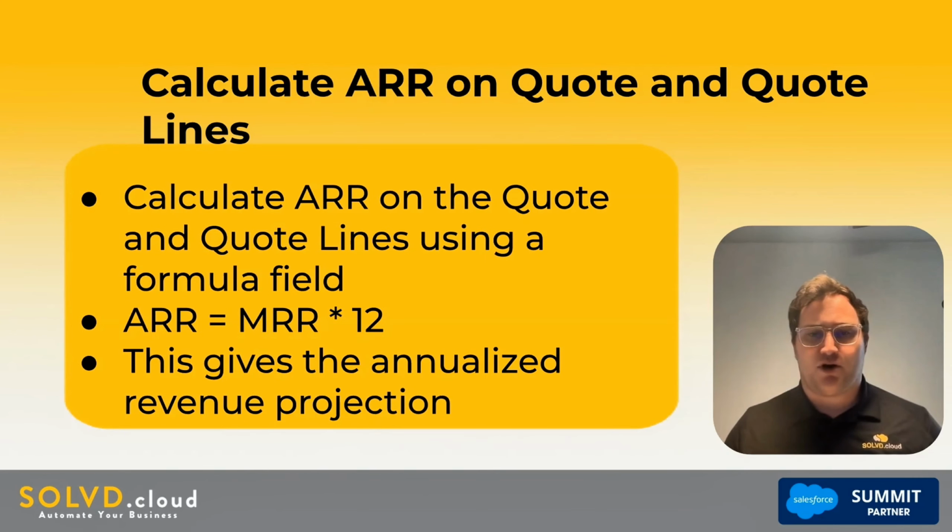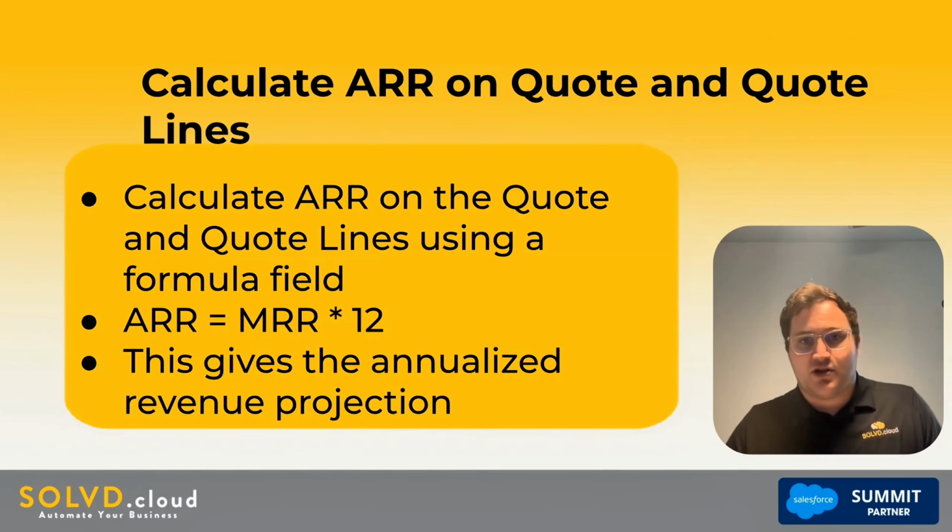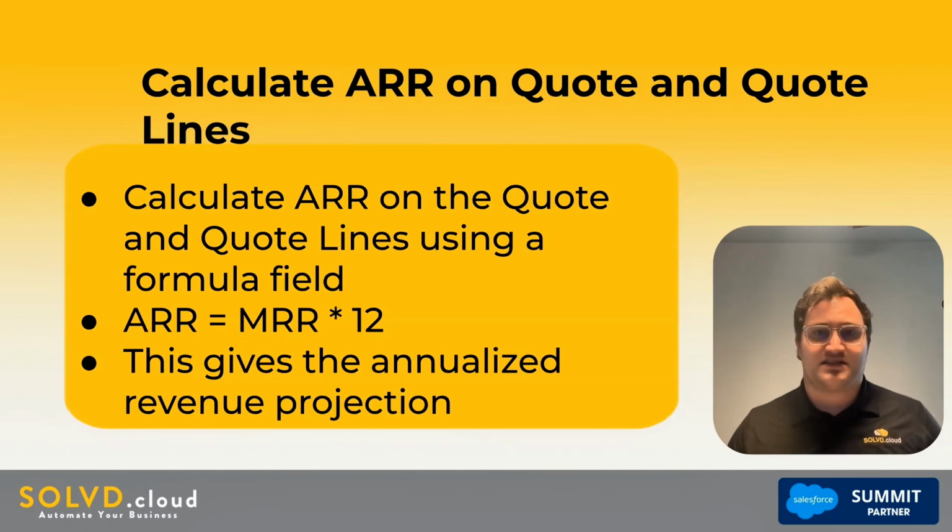Once we have our MRR calculation set up on both the quote and the quote lines, calculating ARR is pretty straightforward. We can utilize formula fields on both the quote object and quote lines to take the MRR and multiply it by 12. This will provide us an annualized revenue projection based on the MRR that is set on the quote and quote lines.